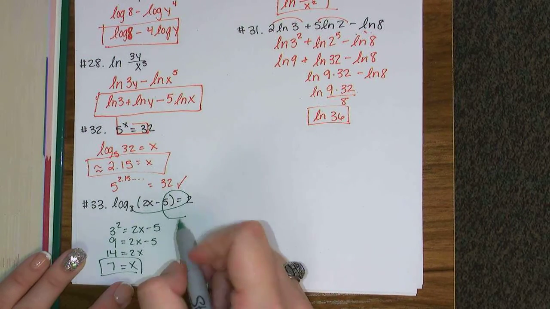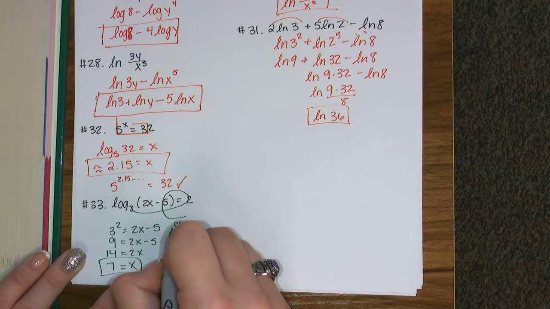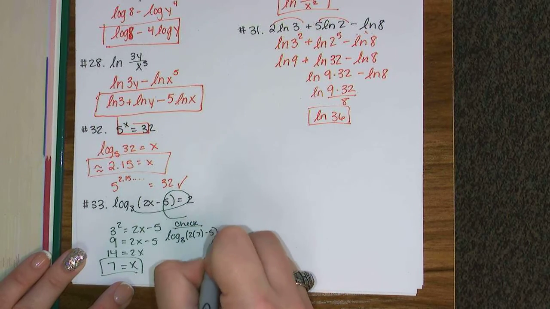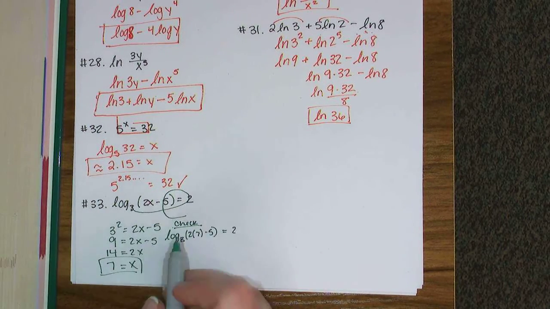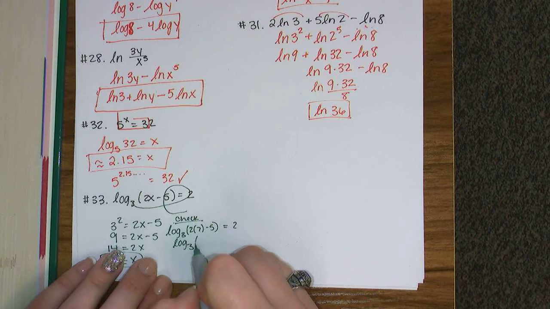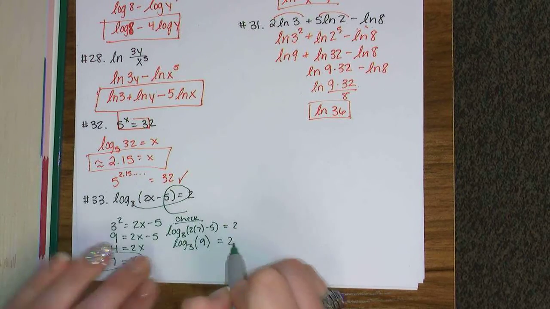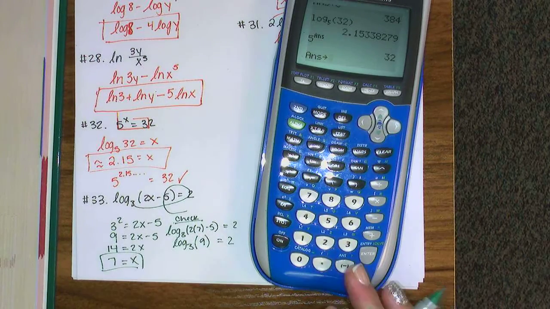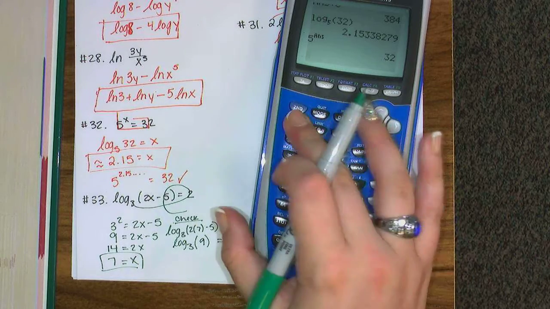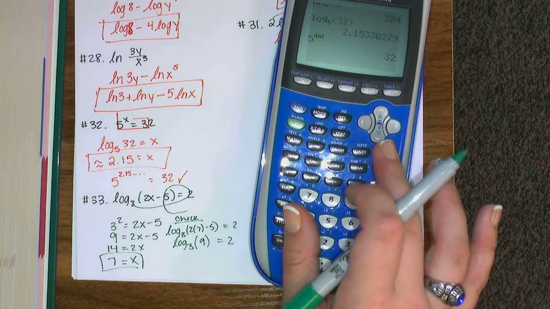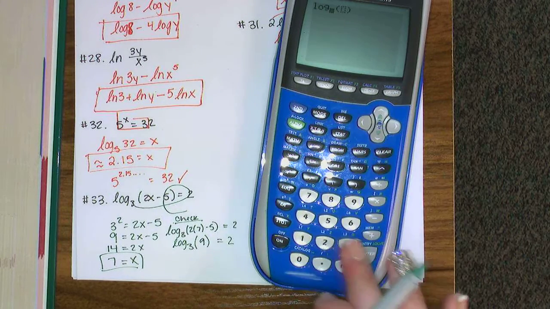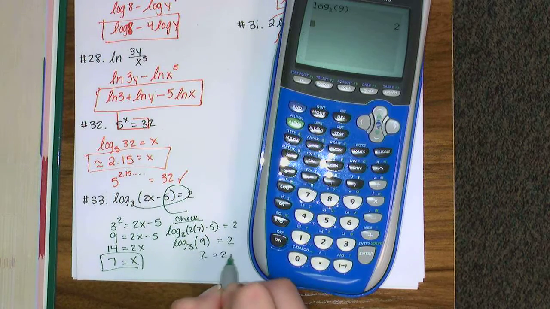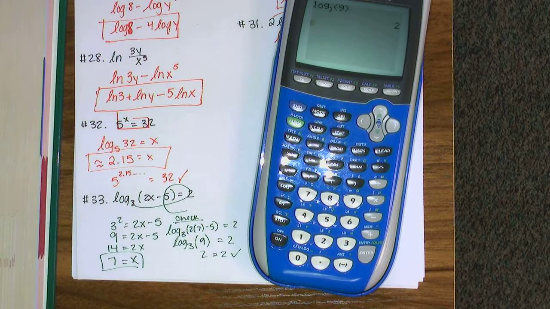But I have to check it. So, log base 3 of 2 times 7 minus 5 should be equal to 2. So this is going to be log base 3 of 14 minus 5, which is 9. Now, obviously I could just say 3 squared is equal to 9, but in case you want to use your calculator, which is fine, or in case you doubt that this is correct, log base 3 of 9 is equal to 2, so 2 is equal to 2, so we're good. So the answer is 7.